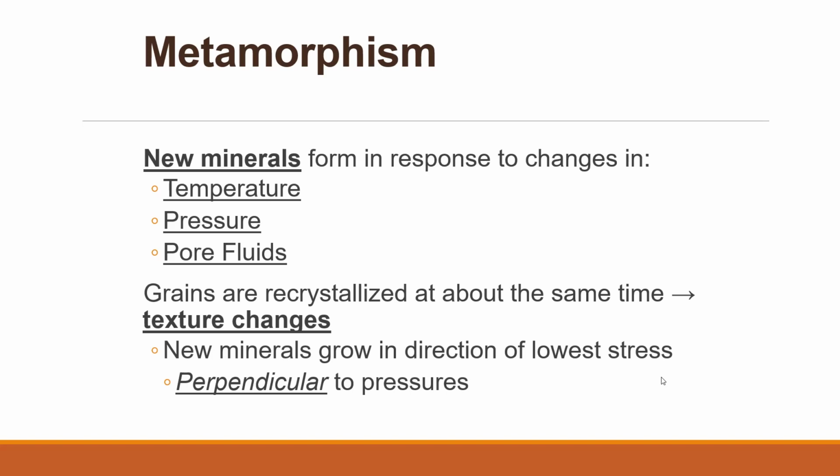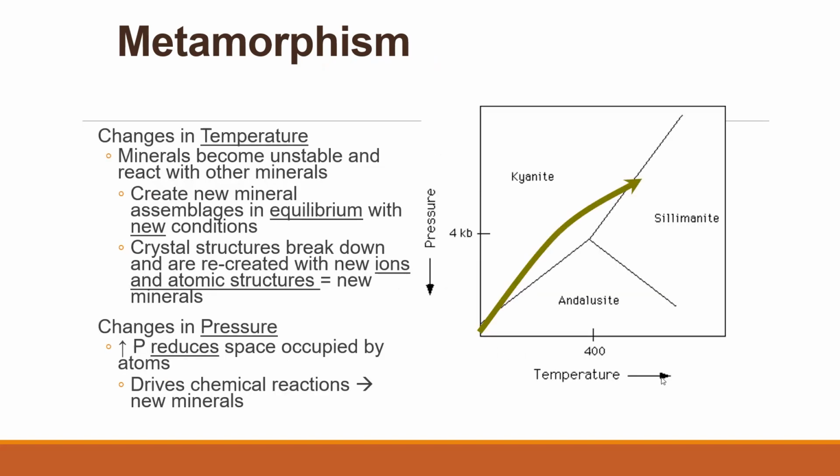The grains are recrystallized at about the same time, so we get textural changes. The new minerals will grow in the direction of lowest stress, so they will be perpendicular to pressures. So if we are squeezing our rock, the minerals will grow opposite to the direction that we're squeezing. Those grains will always take the path of least resistance. So if the stress is vertical, if we're pressing, the grains will grow to the side.